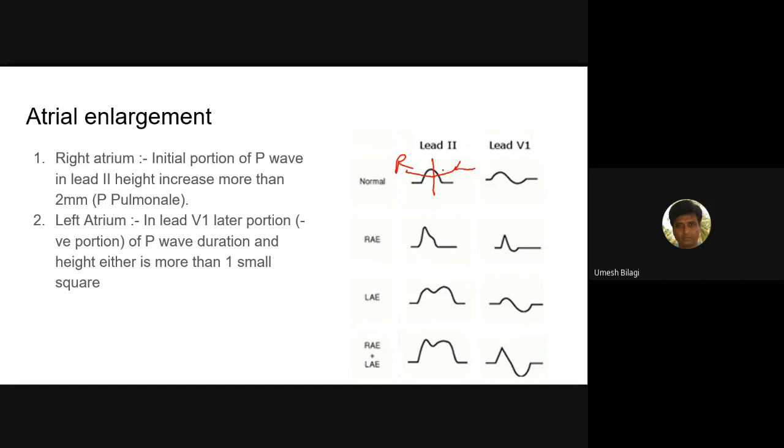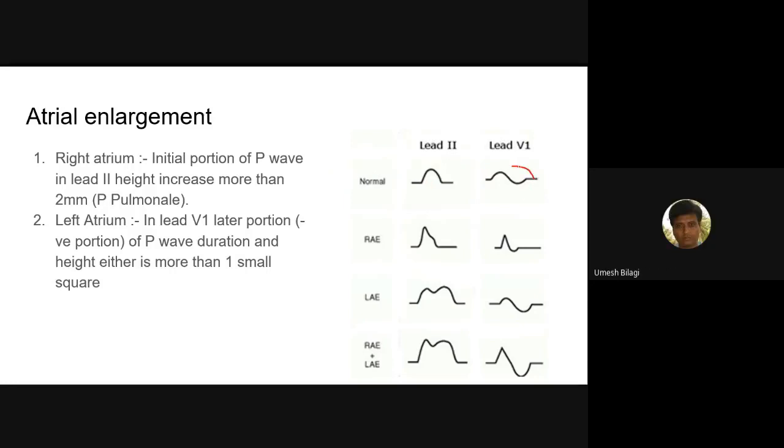Unlike the ventricles, where depolarization happens simultaneously for the right and left ventricle, the atria have one after another depolarization. So changes in the initial part of the P wave are a manifestation of disease of the right atrium. The later part is a manifestation of the left atrium.